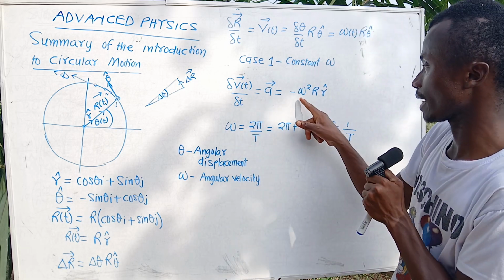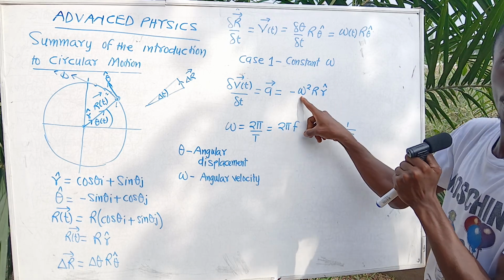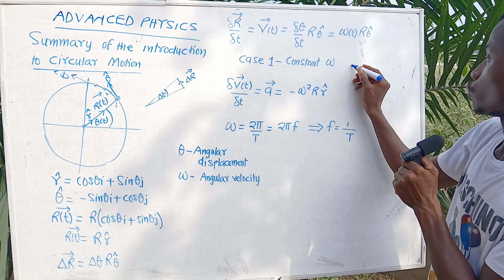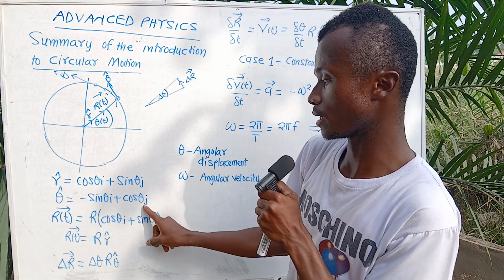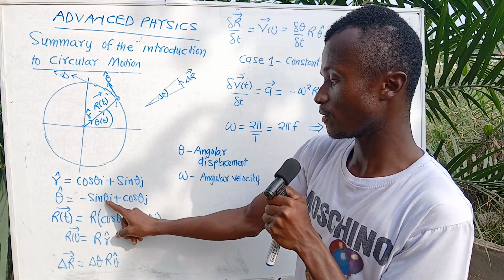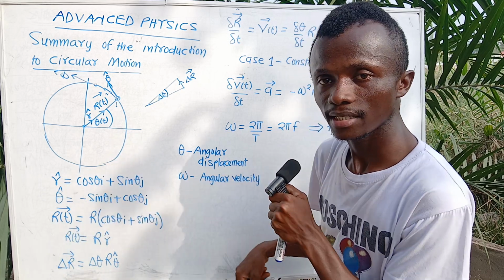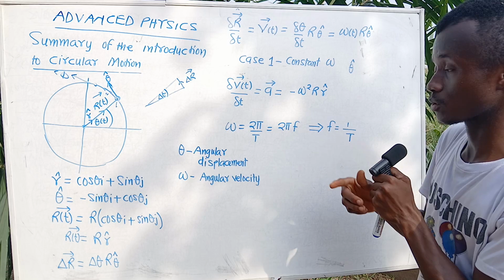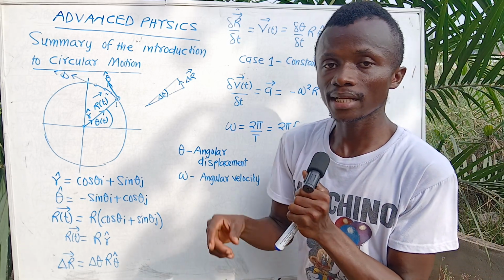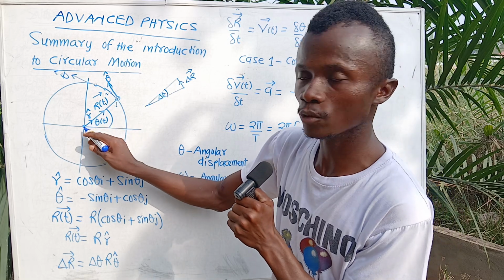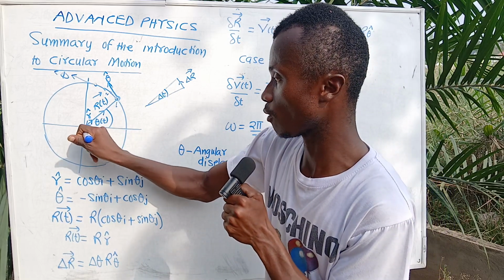In fact, it gives us negative omega square r, where another omega that we got over here was due to theta roof. Theta roof is negative sin theta i plus cos theta j. So its derivative will give us another omega stemming from d theta dt. That is why this is omega squared r in the direction negative r roof. So the linear acceleration given a constant omega points in the direction negative r roof towards the center of the circle.